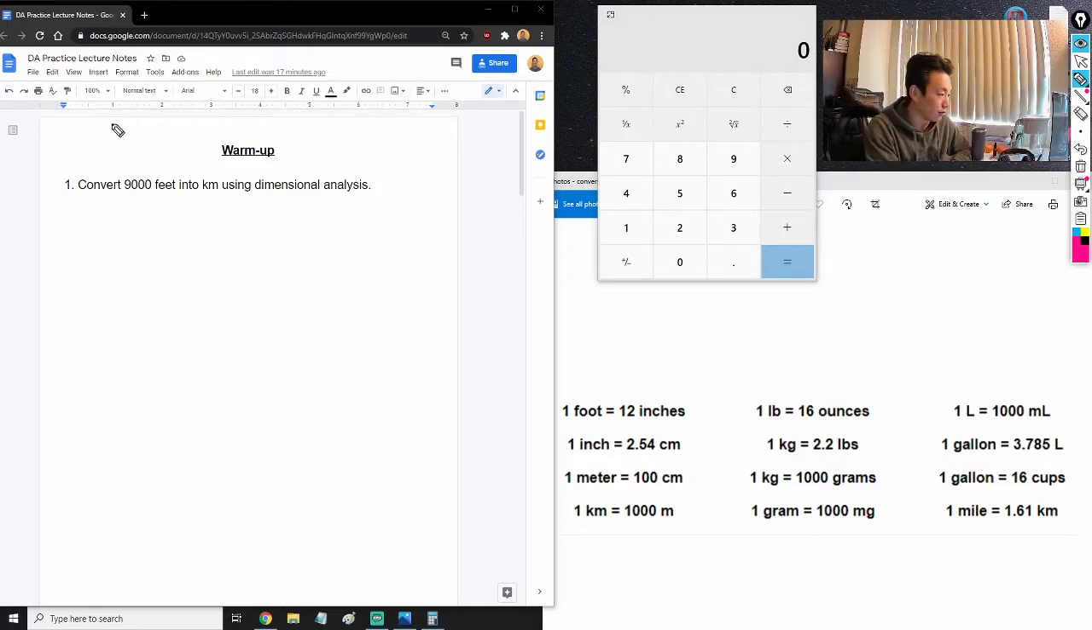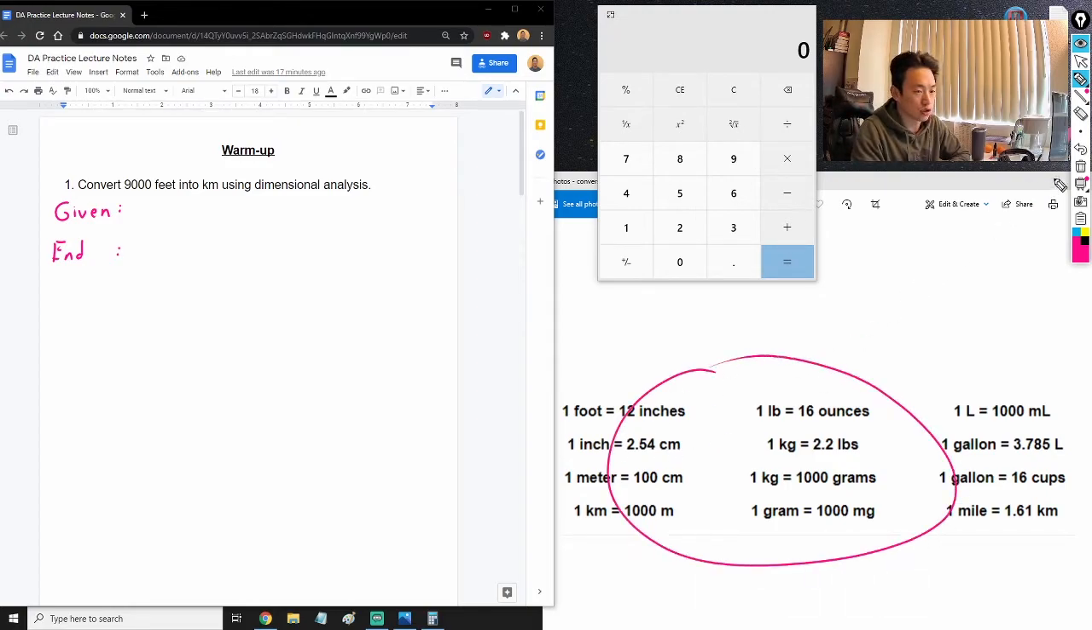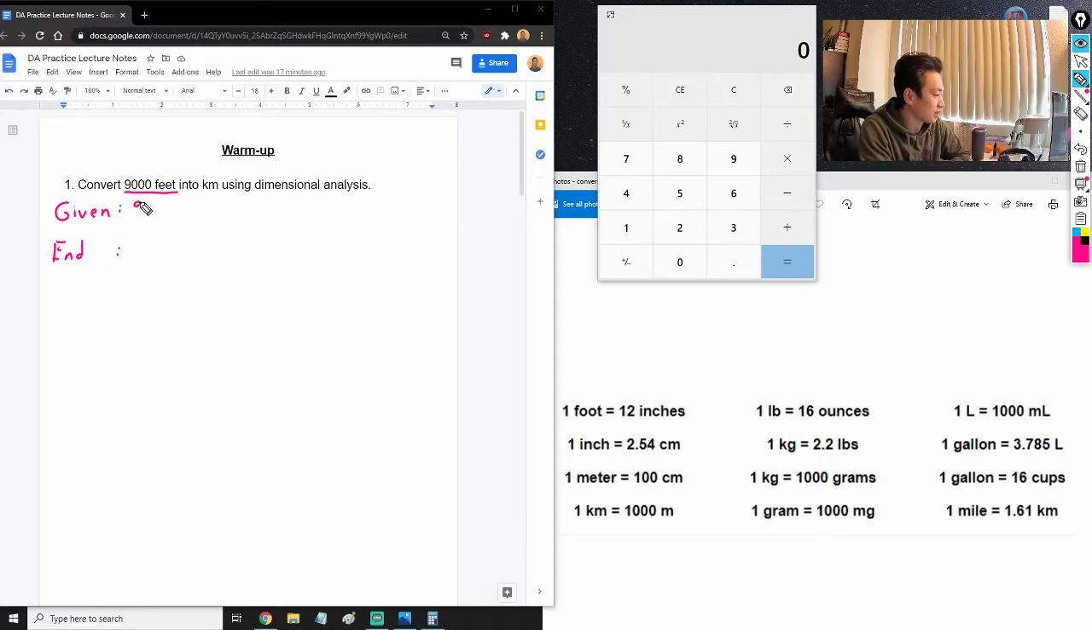analysis. Now we talked about this last time, but the first thing you want to do is write down your givens. So what are you starting off with? And what do you want to end up with? That way we can find a path to figure out which equations here that we want to use. So our given is pretty easy. It's the number and the units that we start off with, and that's going to be 9,000 feet. So our given is 9,000 feet.